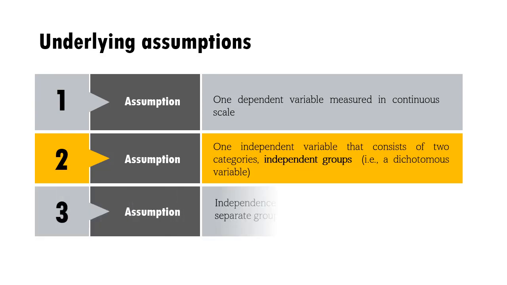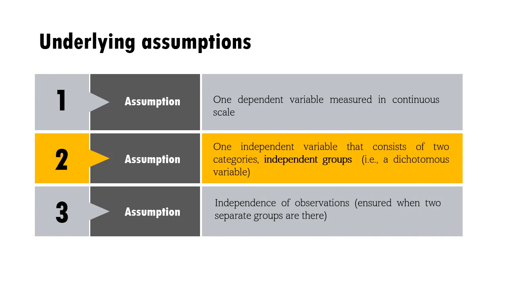There should be independence of observation. That means if I want this assumption to be met, I should have two separate groups. If I have counted one person in one group, he will not be there in the second group. That is what we mean by the independence of observation, and this assumption needs to be met if I want to apply independent sample t-test.